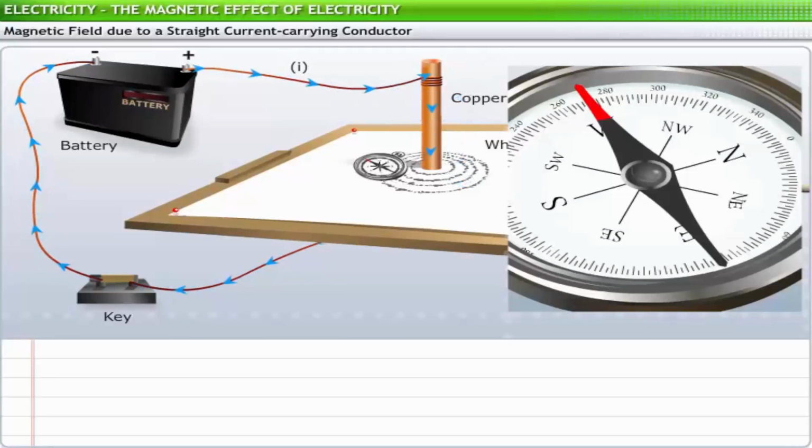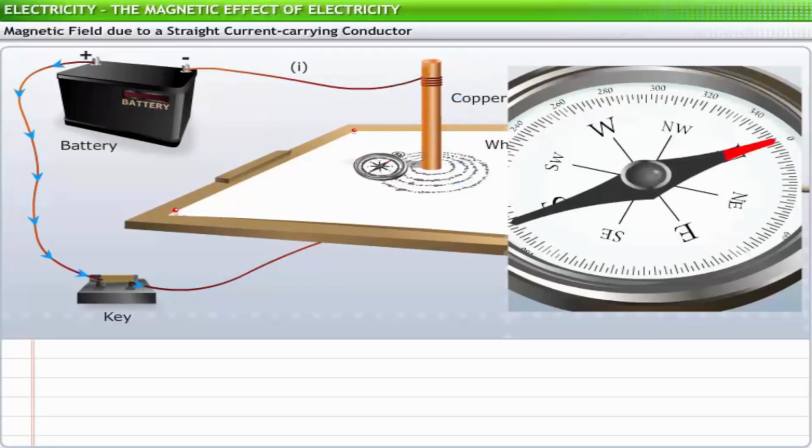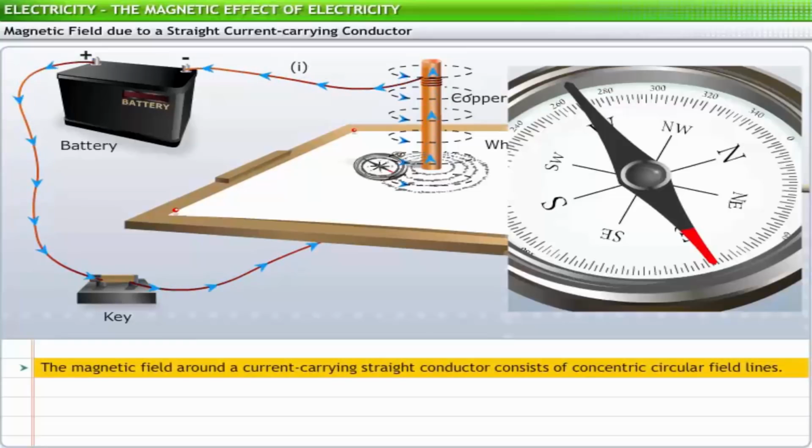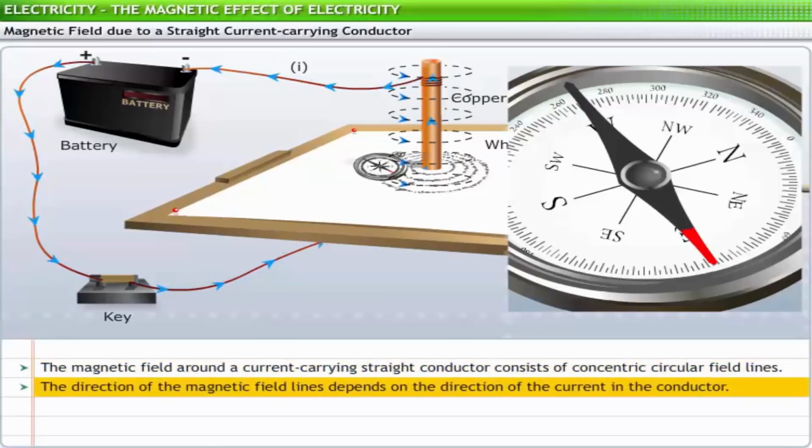Further, if you change the direction of the current in the wire, you will observe that the direction of the compass needle is reversed. Thus, based on this experiment, you can conclude that a magnetic field around a straight current-carrying conductor consists of concentric circular field lines. The direction of the magnetic field lines depends on the direction of the current in the conductor.